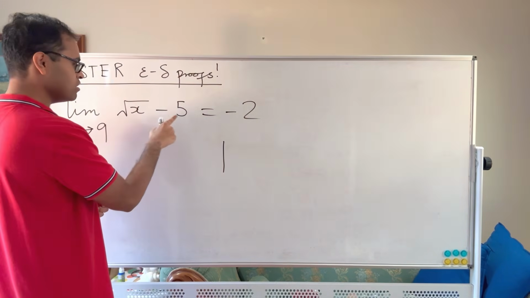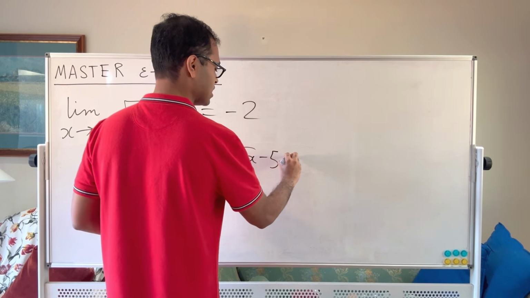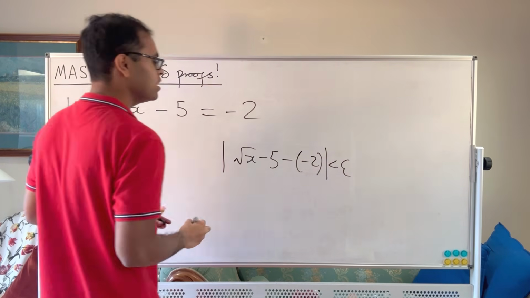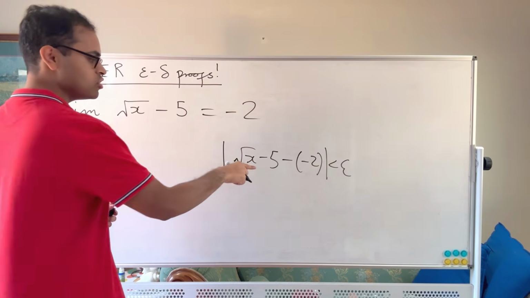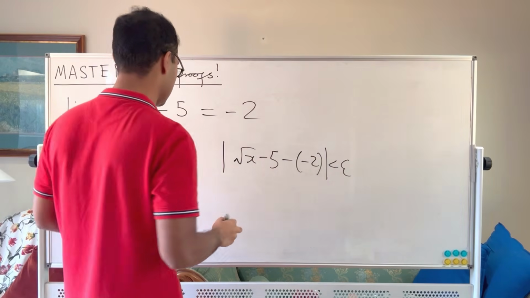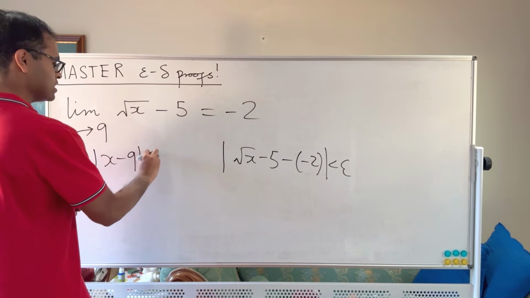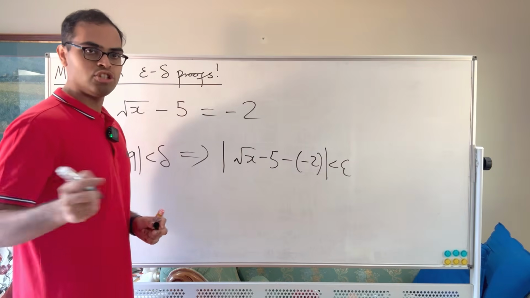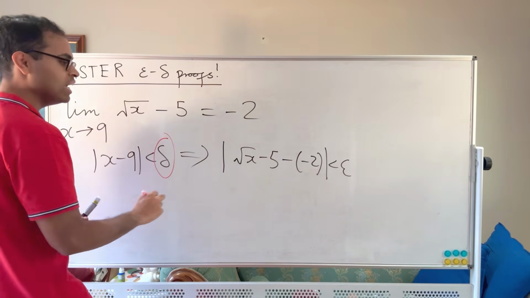We want the absolute value of root x minus 5 minus negative 2, so that's plus 2. I'll write it in two steps. If you choose an epsilon, you want this to be less than epsilon, you want root x minus 5 to be sufficiently close to negative 2. My job is to find a delta so that if the absolute value of x minus 9 is less than delta, then I can ensure that. If x is sufficiently close to 9, I can ensure that. How close? We need to figure that out, so we need to solve for delta in terms of epsilon as usual.